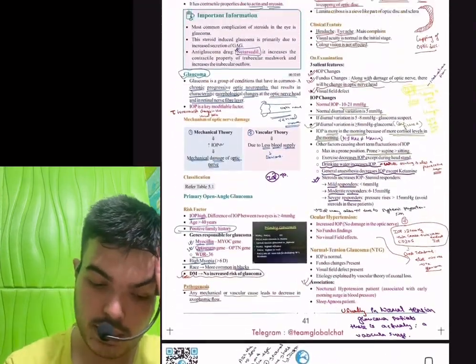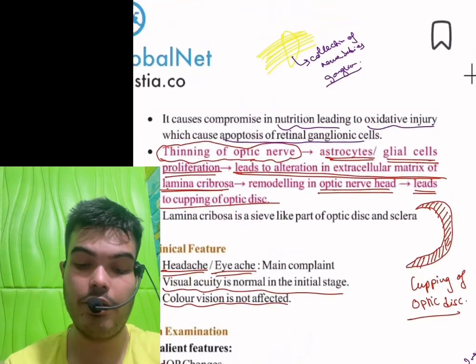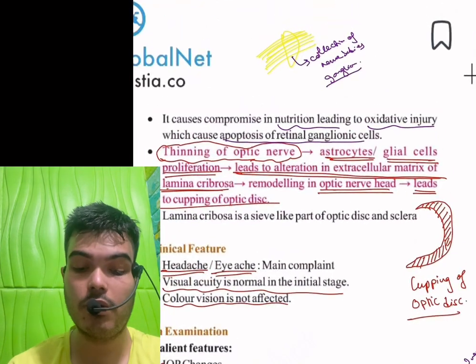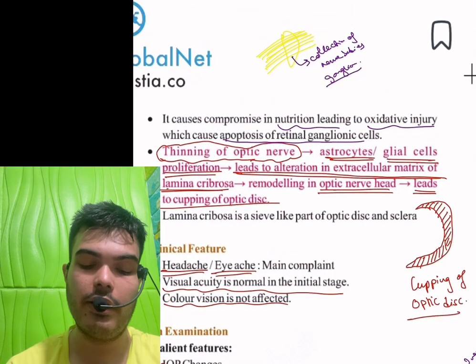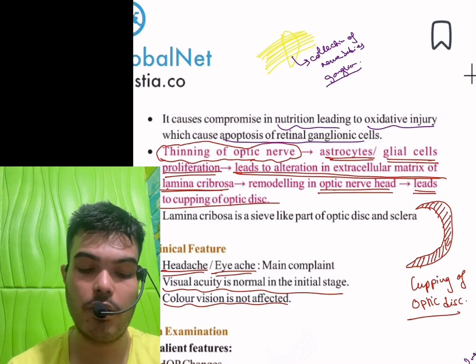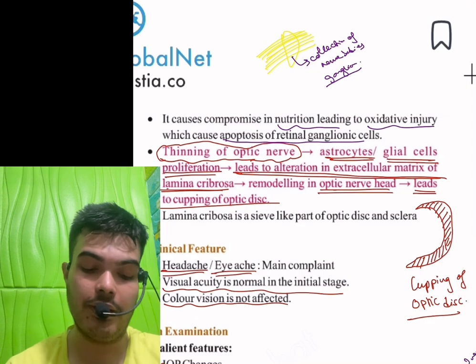So you can see that it causes compromise of nutrition, leading to oxidative injury, which causes apoptosis of the retinal ganglion cells, killing of the optic nerve. Astrocytes and glial cells proliferate, leading to alteration in the extracellular matrix of the lamina cribrosa, remodeling of the optic nerve head, right?